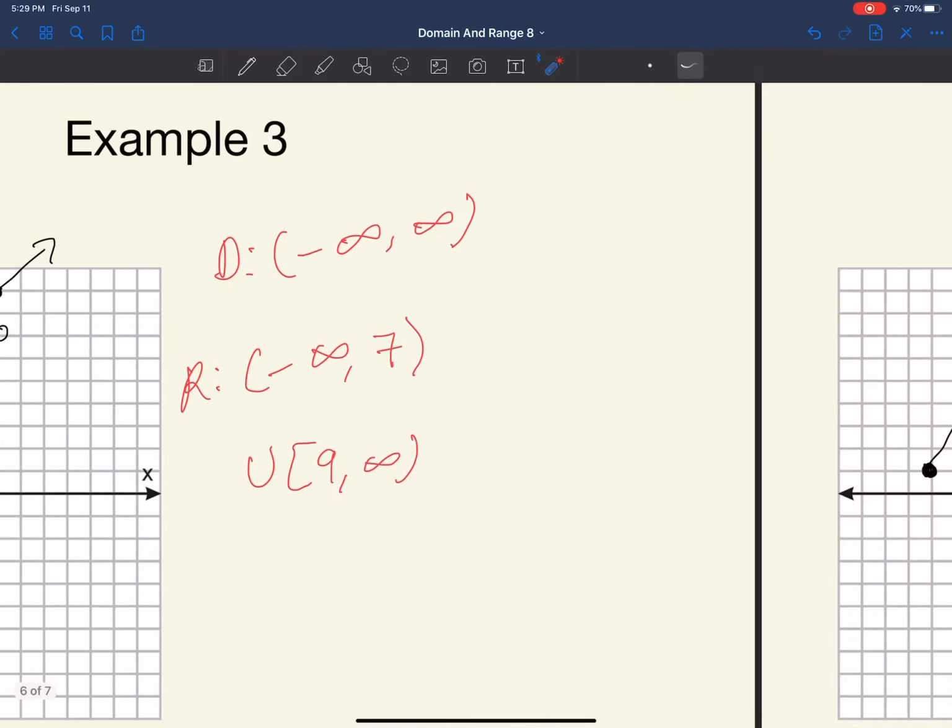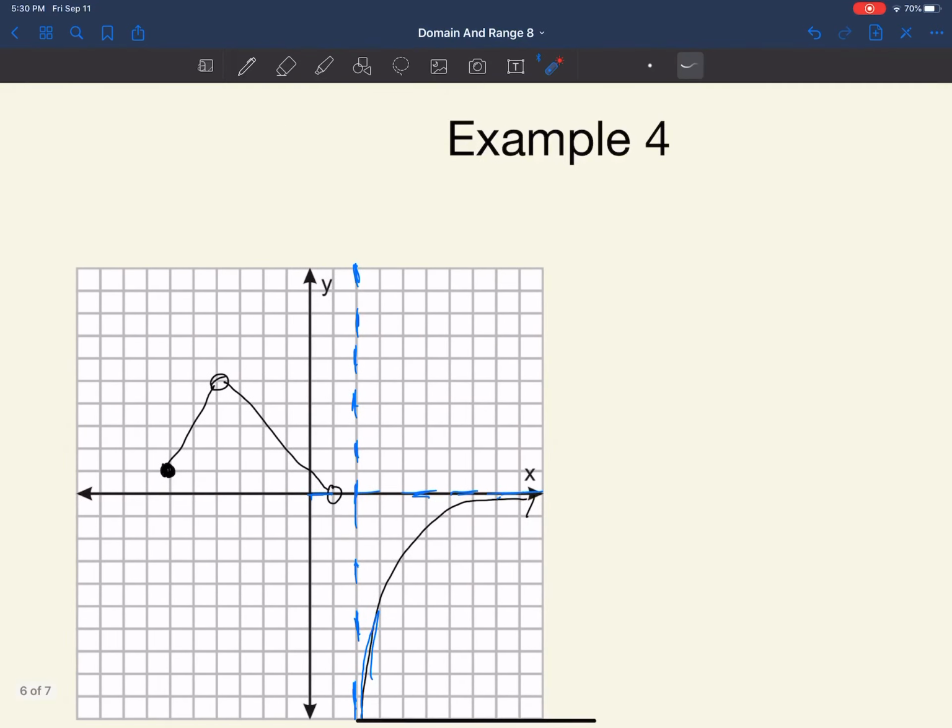Let's do one more example. So now we see something different. This is the first time that we're seeing an asymptote or the dashed lines. We see one going vertically, one going horizontally.